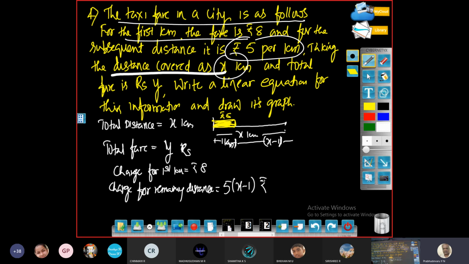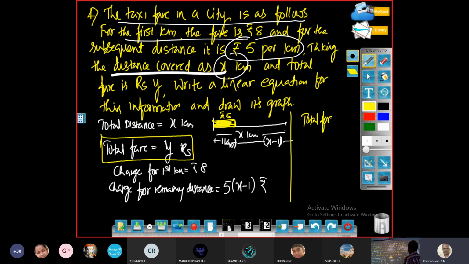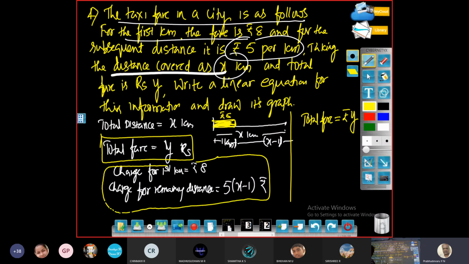And the total charge is given. The total fare is given, that is rupees y. So if you add these two, you get the total fare, which is rupees y. How? First kilometer it is 8 rupees. Subsequent kilometers it is 5 into x minus 1, and it is equal to y.